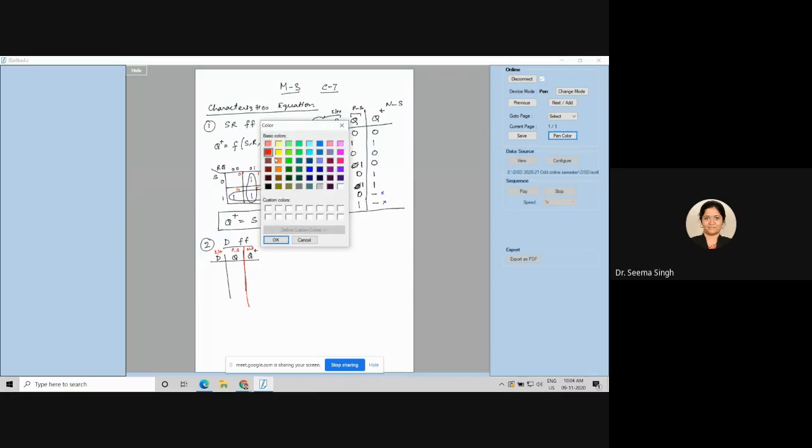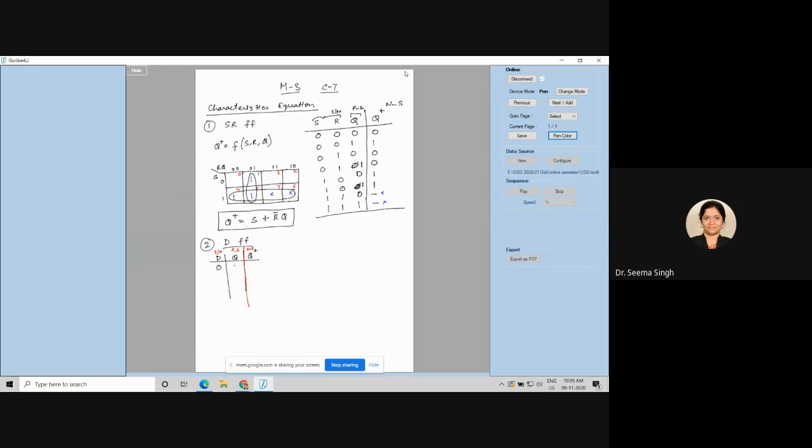So how many possibilities will be there? Because it is only 2 inputs, I will have only 4 possibilities. So I have written all my possibilities here, right? And now let us write the output. Now you will have to tell me. If D is equal to 0 and Q is 0, what should be the output?